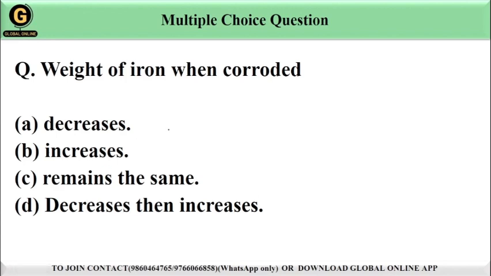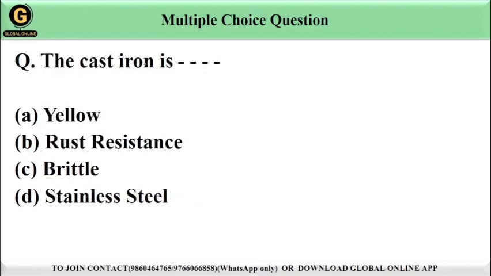So friends, when iron corrodes or rusts, it reacts with oxygen and water to form iron oxide, which is rust. This reaction results in an increase in mass because the iron combines with oxygen from the air and the rust is heavier than the original iron. Therefore, the weight of iron increases as it corrodes. So the correct answer among the options is option B, increases. Let's move on to the next question, guys.